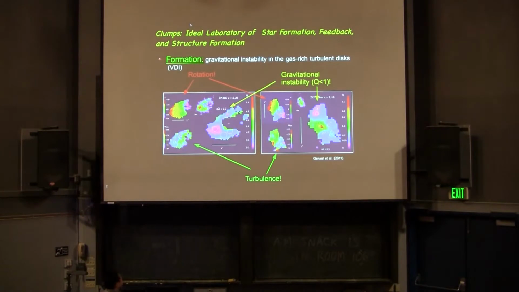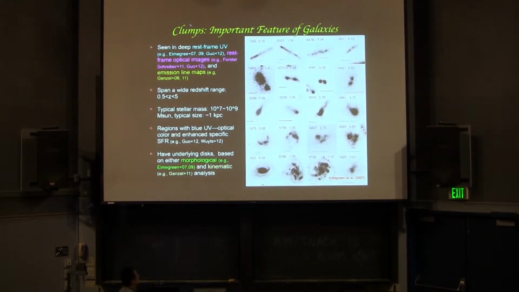So this is a gallery of different kinds of clumpy galaxies in Mandelker's paper. And you can see clumpy galaxies from redshift 0.5 all the way to 5. And the typical stellar mass of clumps is around 10^7 to 10^9 solar masses, and the size is around 1 kiloparsec or less.